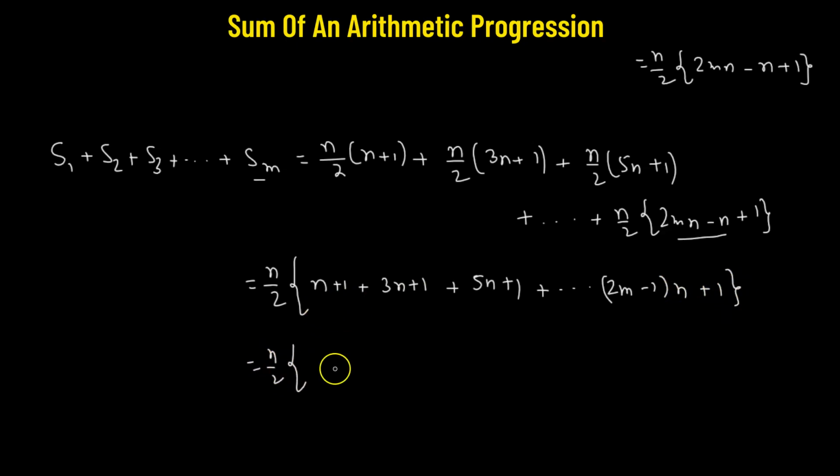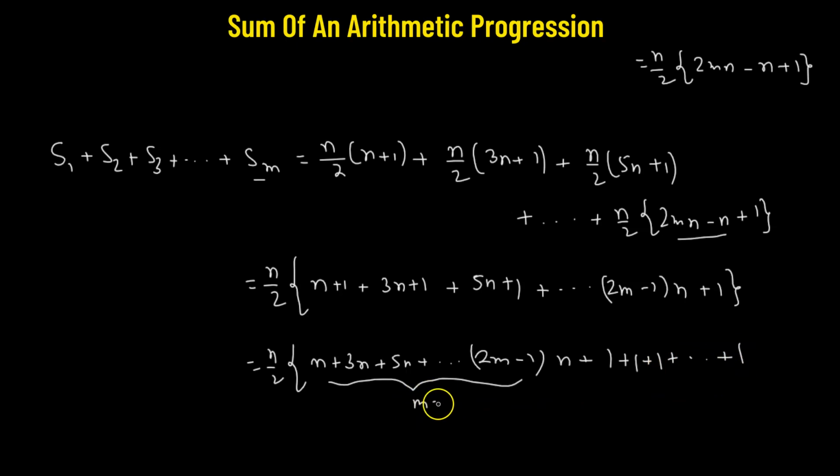Now we have n over 2. So we'll combine all the n terms together. So we have n plus 3n plus 5n all the way up to 2m minus 1 times n. And then we have all the ones. So we have 1 plus 1 plus 1, which goes all the way up to the last one. So here we have a total of m number of terms. Similarly, for the one added to itself, this is also going to have m number of terms. Fine.